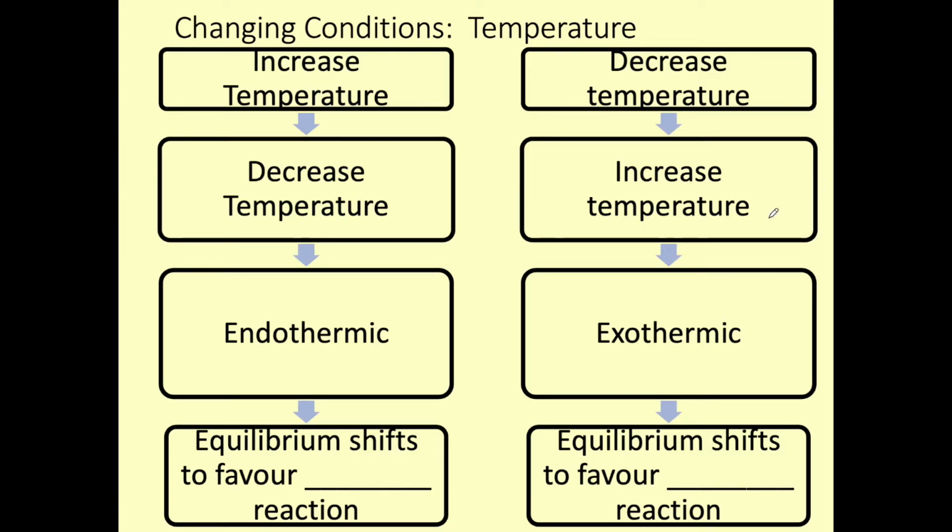Whereas when we have a decrease in temperature, we've made that change. So the opposite to that change would be an increase in temperature. And so the reaction that would provide that would be the exothermic one, because energy gets released to the surroundings and increases the temperature. And therefore equilibrium is going to shift to favour either the forwards or backwards reaction, depending on the reaction, but whichever one is that exothermic reaction.